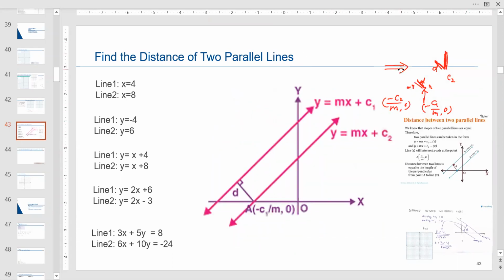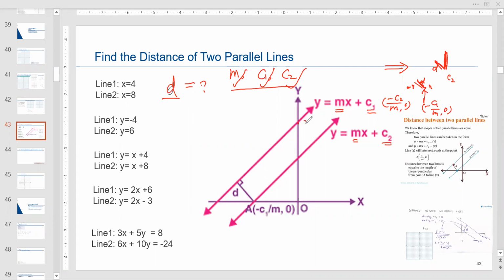So the objective here is we just try to build a relationship between D and m and c1 and c2. They told you only m, c1, m, c2, and then we want to find out the D. What's the relationship between them? They told you the slope, they told you the y-intercept of one line and the intercept of another. How do you find this distance? That's the objective here, right?